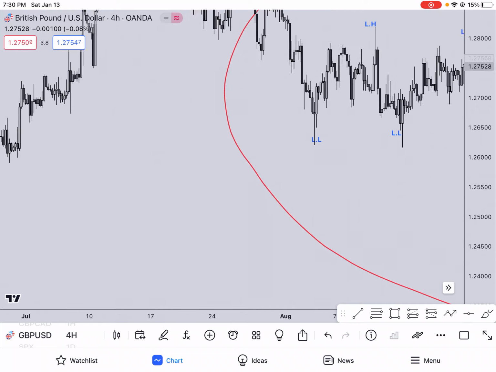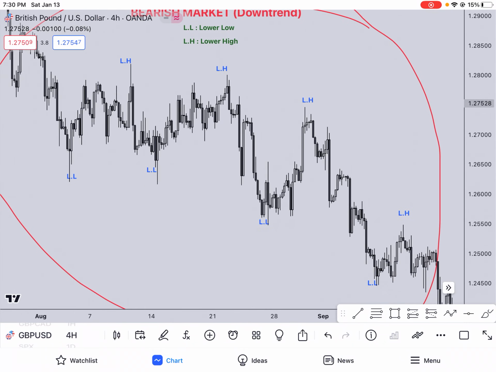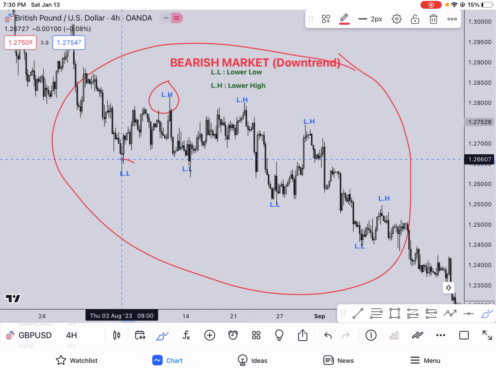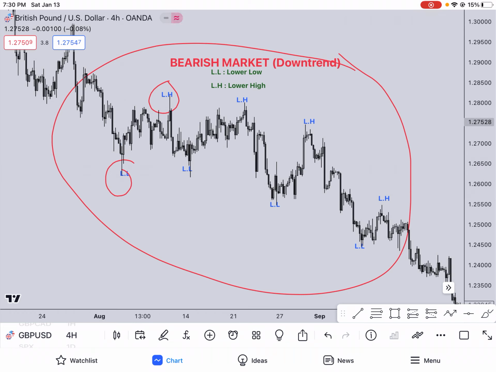Let's go to the next market, which is the bearish market. You can see according to this chart that a bearish market is a downtrend. In the bearish market we have lower highs and lower lows. The difference between the bearish market and the bullish market is that in the bearish market, the highs are coming downwards. They are all pointing downwards.